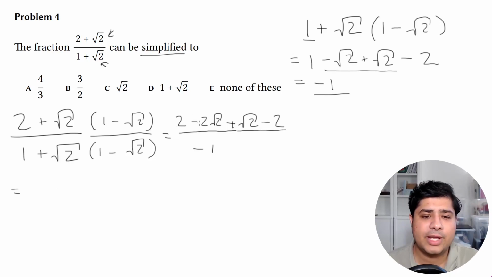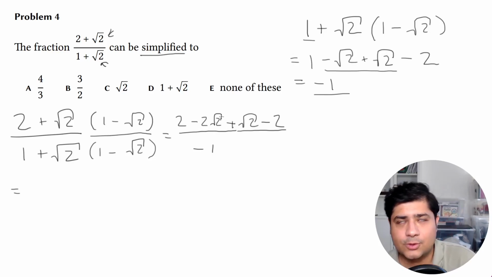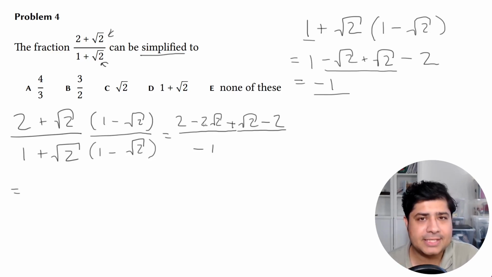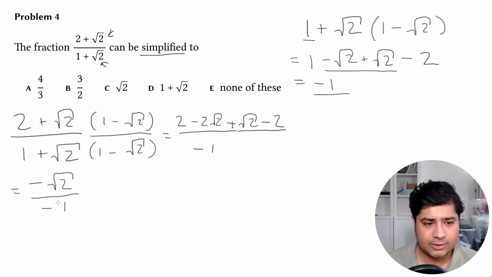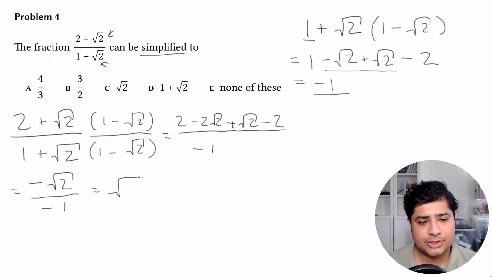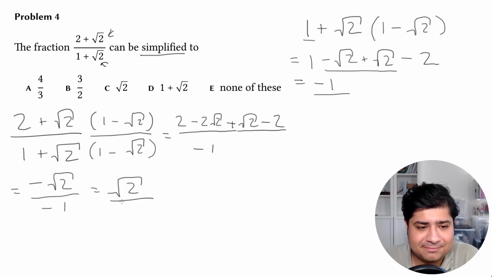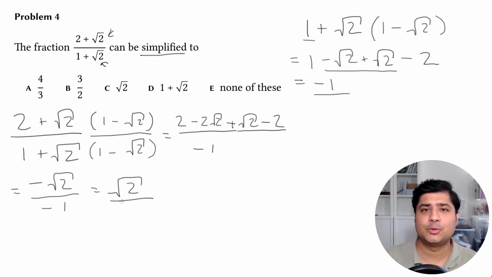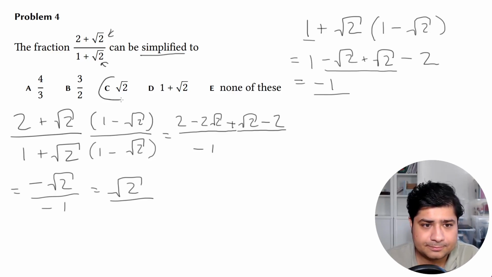So what do we have here? We have minus 2√2 plus √2. So that's minus √2 over negative 1. Negative, negative, that makes a positive in this case. So in this case, it would just be √2. That's what you get simplified, which is kind of cool. I don't know if that is what you would have thought it would be, but it is. It's C, √2.